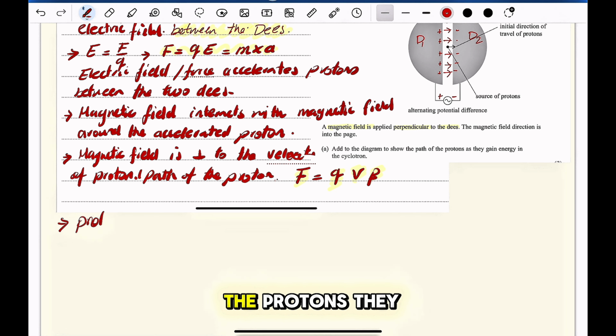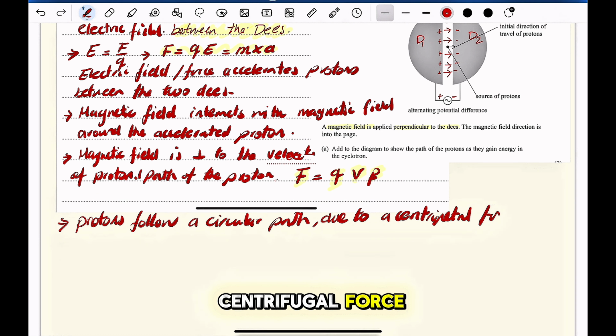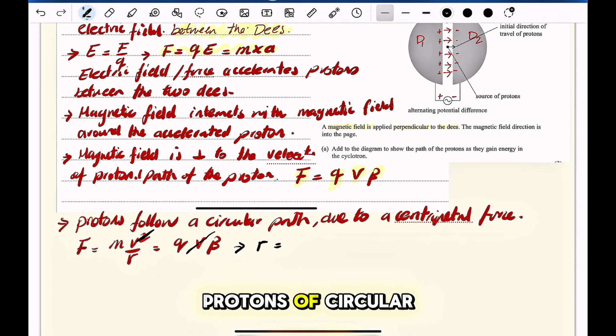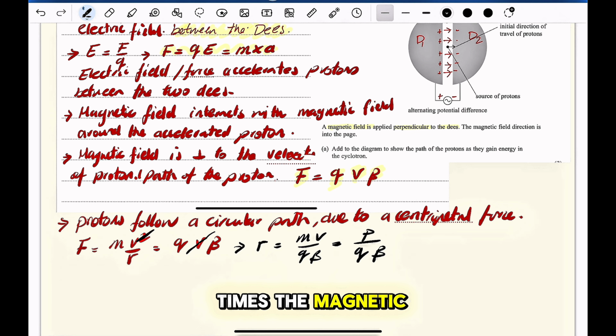As a result, the protons would follow a circular path, and due to centripetal force, F equals mv squared over r equals qvB. I will cancel out one of the v with one of the squares, so the radius of curvature of the protons' circular path equals mv over qB, which is momentum over the charge times the magnetic field.